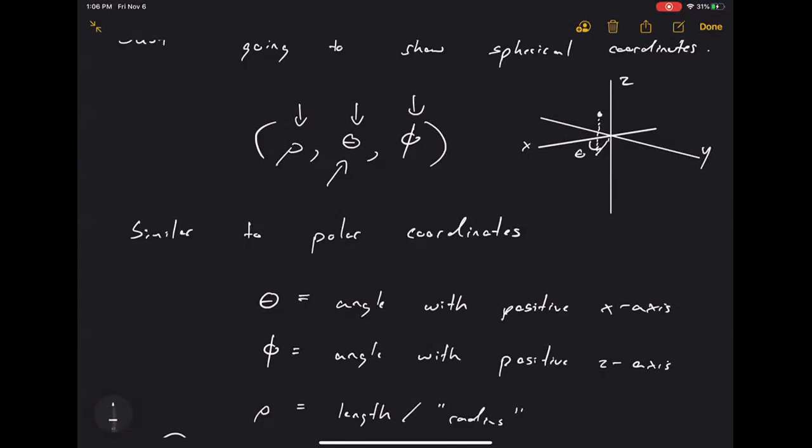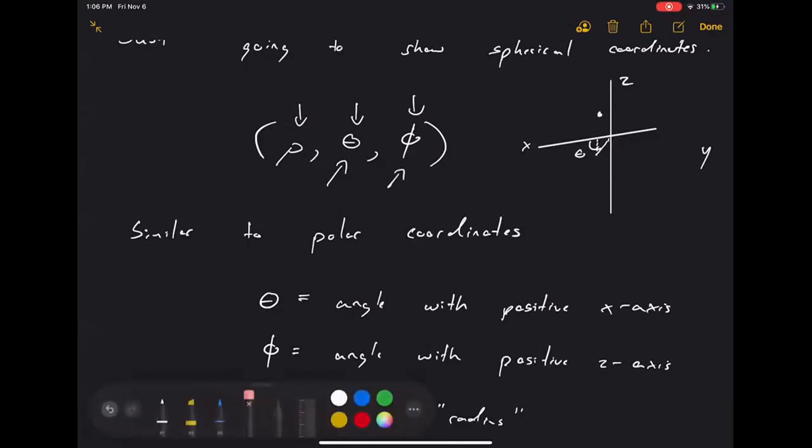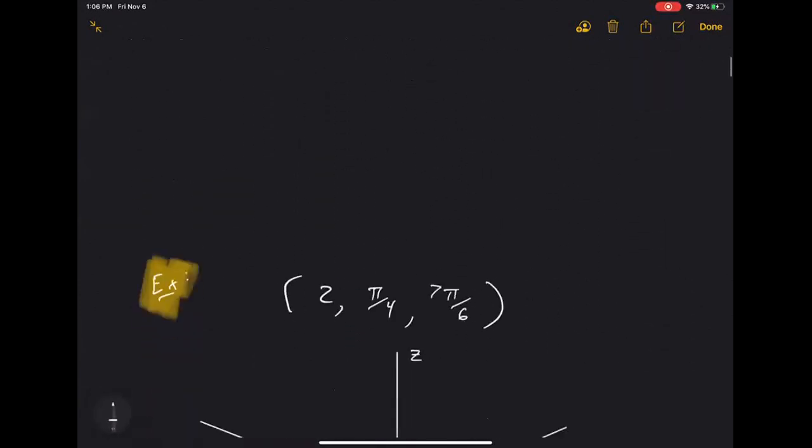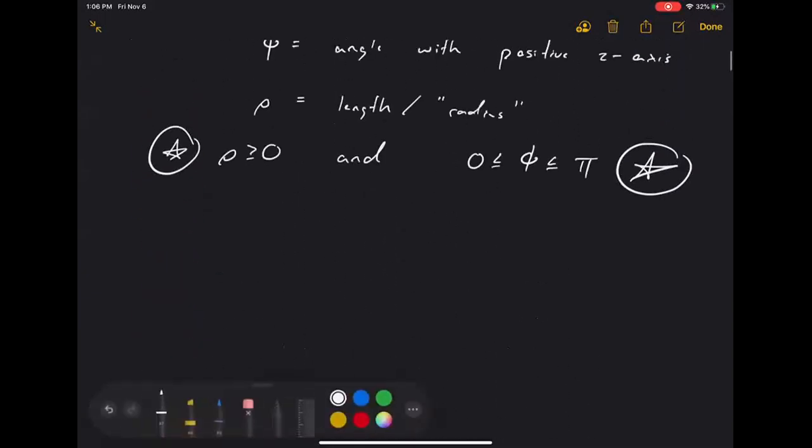What's my phi? This is the Greek letter phi. That is going to be the angle we make with the positive z-axis. So this angle. And then what's my rho? This is not a p, it's the Greek letter rho. It's the length, the distance from the origin. Let's draw this a bit bigger to get a better view.